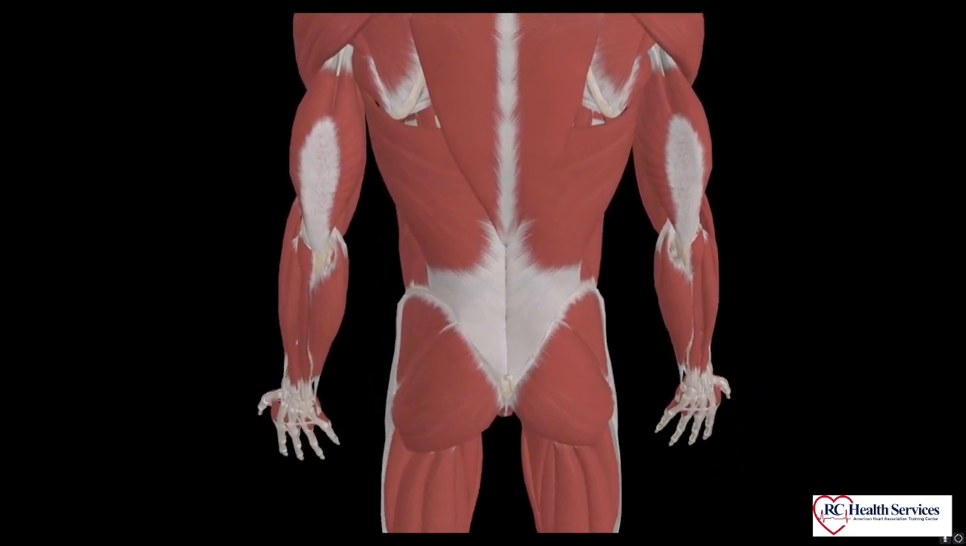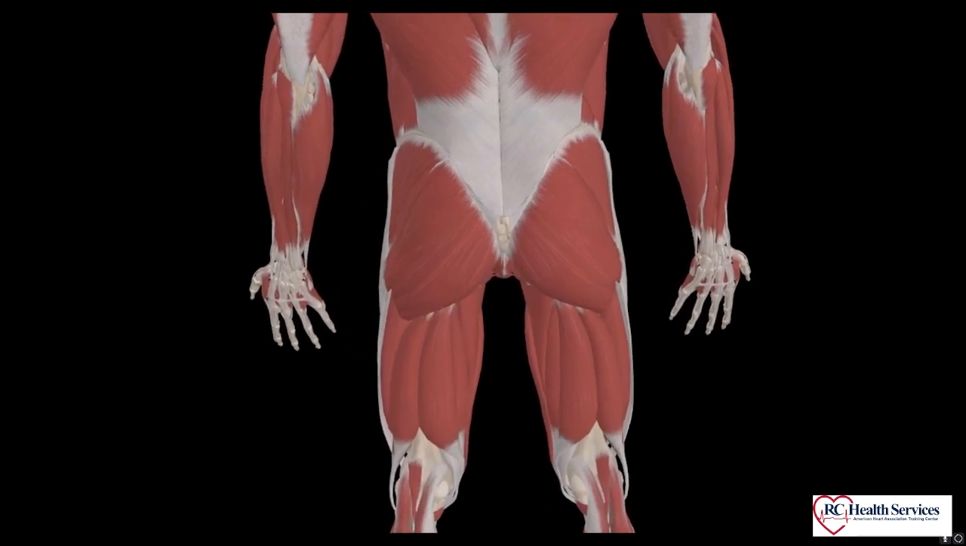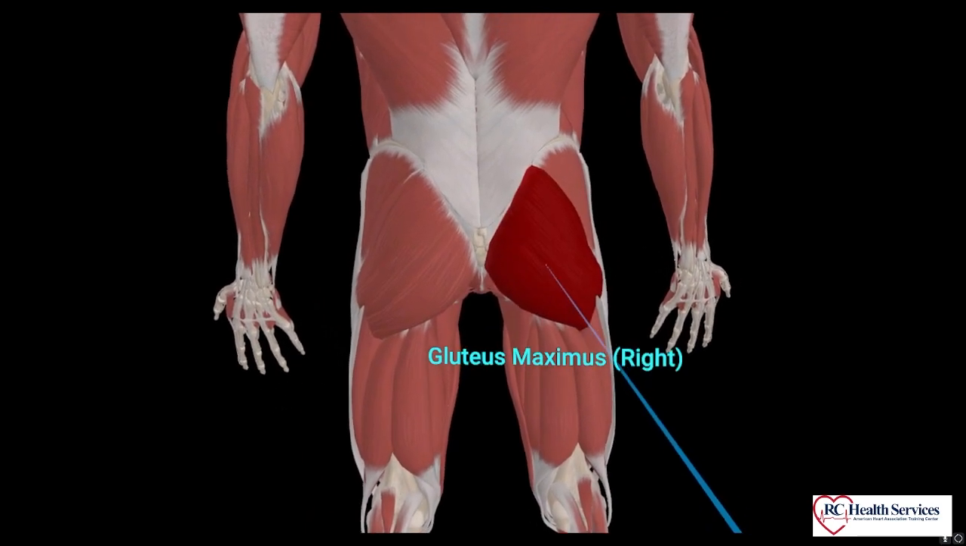And then if we want to move down, we have the glutes.